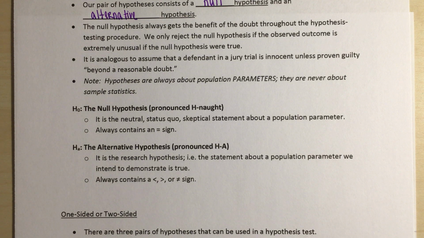Our alternative hypothesis is the research hypothesis. It's the statement about the population parameter that we intend to demonstrate as true, or maybe we can't demonstrate that it's true. Our alternative hypothesis we call HA, so we call them H naught for the one with the subscript 0 and HA for our alternative hypothesis that has a subscript of A. Our alternative hypothesis always has a less than, a greater than, or a not equal to sign.